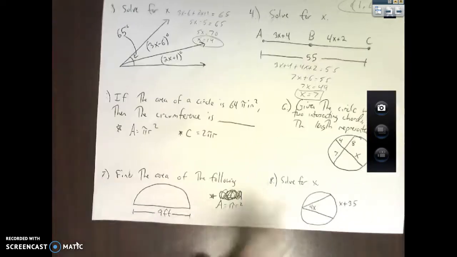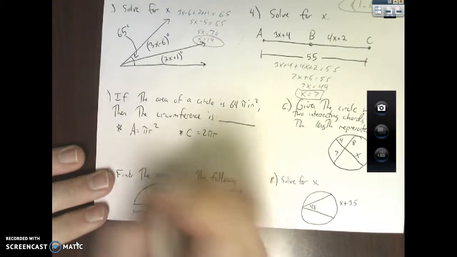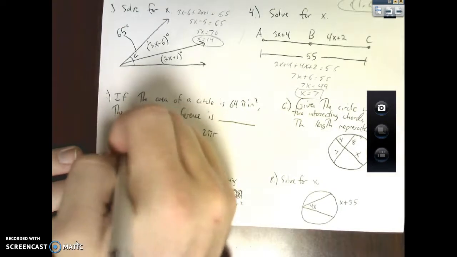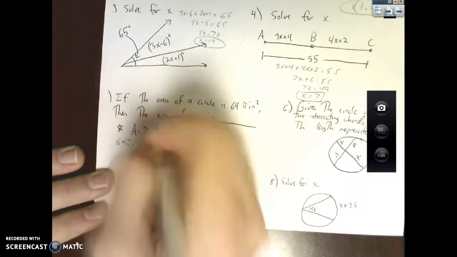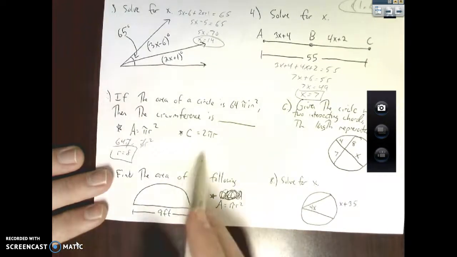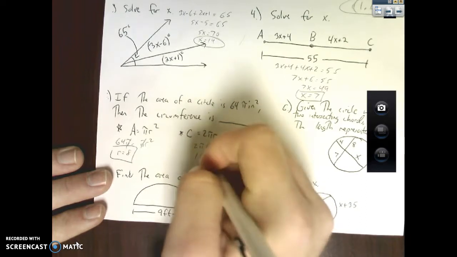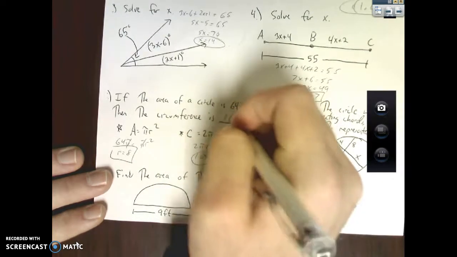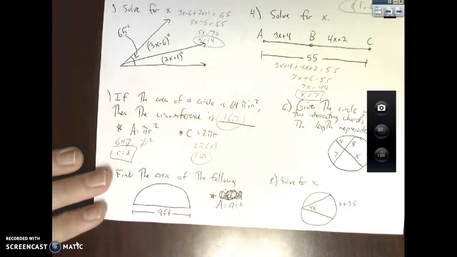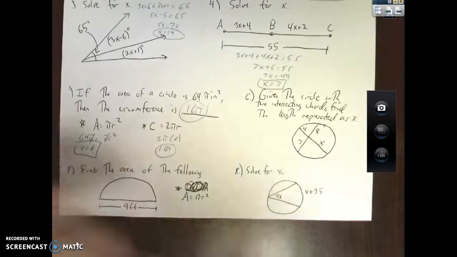Next one, 5. If the area of a circle is 64 pi inches squared, then the circumference is, well, here's area, pi r squared. So 64 pi equals pi r squared. Pi's cancel out. Your r is 8. Well, if I plug it back in over here, then I get 2 times pi times 8, which is 16 pi. Again, all of these formulas are on your formula sheet. Just use it. Okay, please use it.